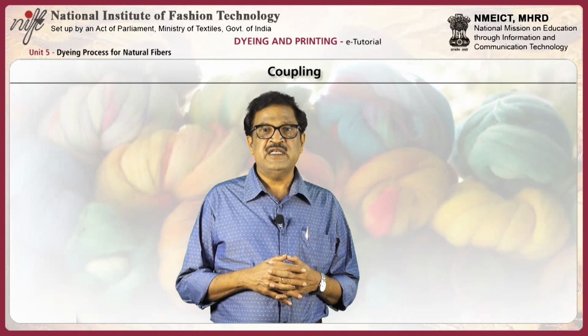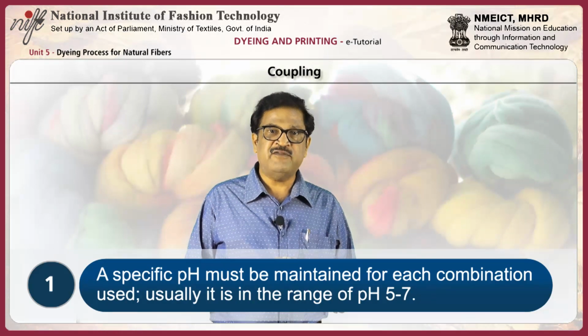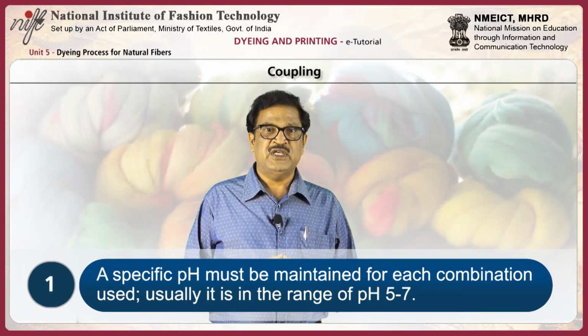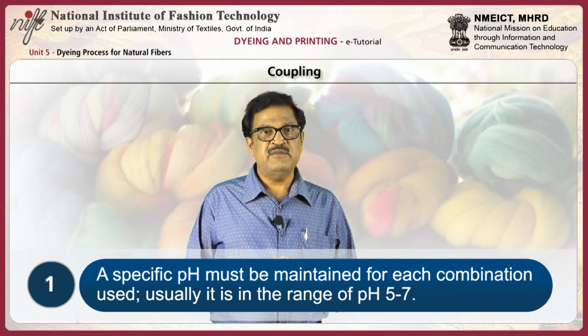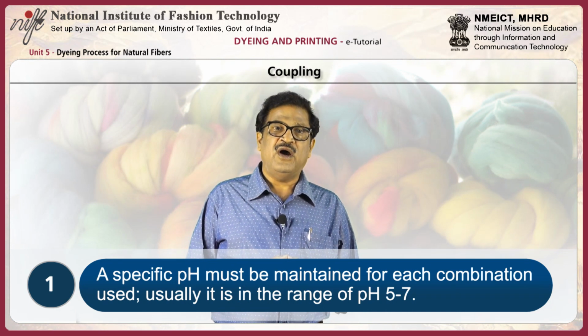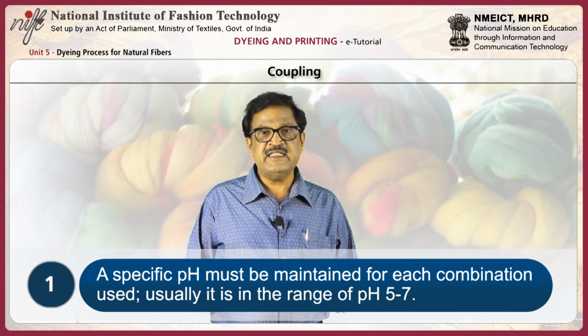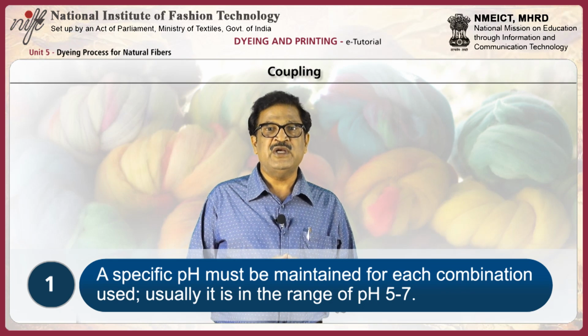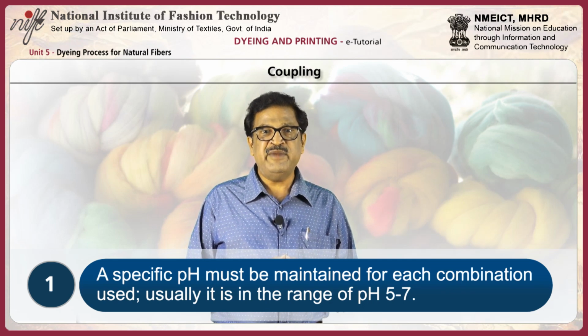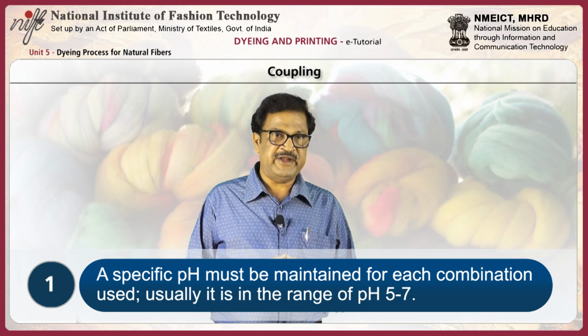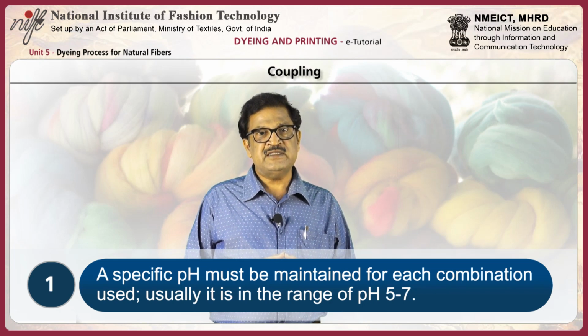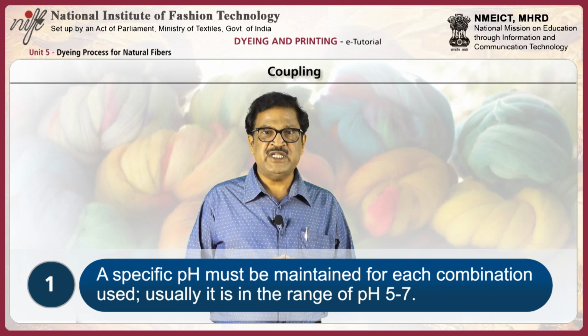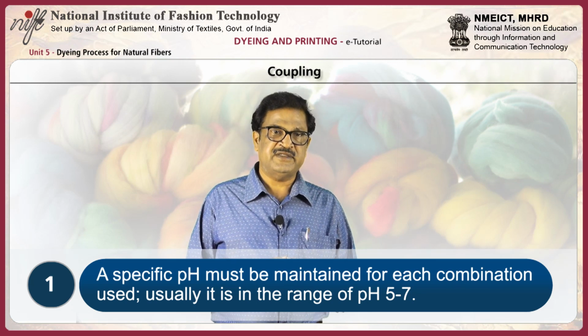Coupling. For the coupling to take place at a desirable rate without affecting the stability of the naphtholate or the diazonium salt, a specific pH must be maintained for each combination used. Usually it is in the range of pH 5 to 7. Often a mixture of acetic acid and sodium acetate is added to the diazonium salt solution to act as a buffer and maintain a pH of about 5. The naphtholated substrate is immersed in the diazonium salt solution at room temperature for 15 to 20 minutes. During this time, the coupling reaction is completed.